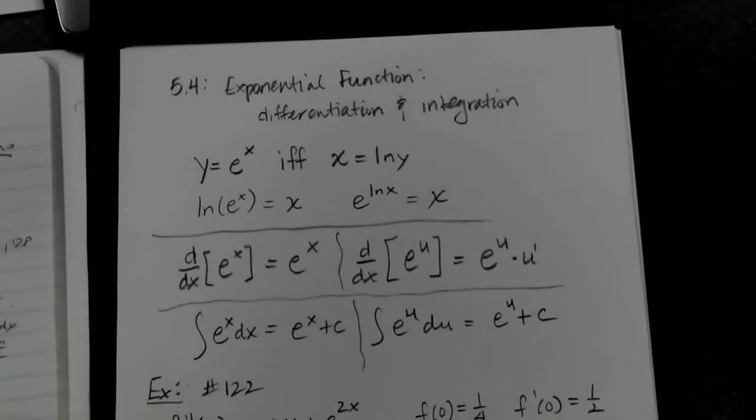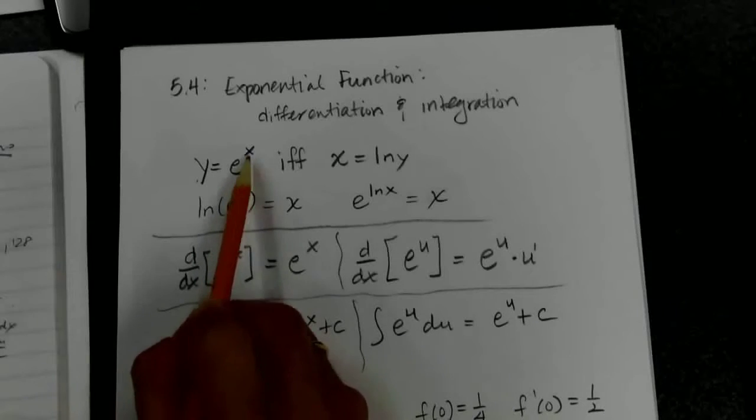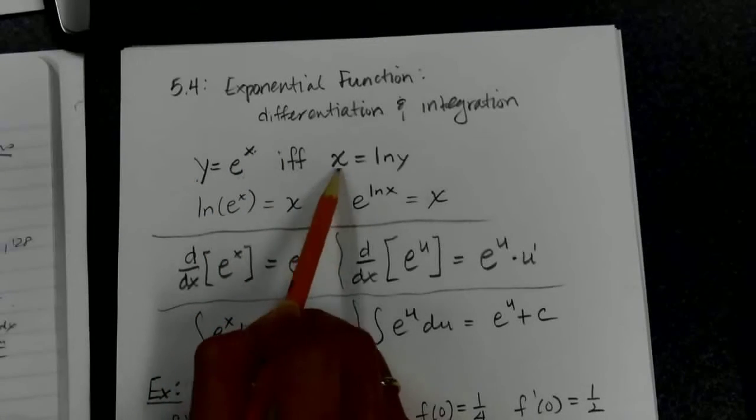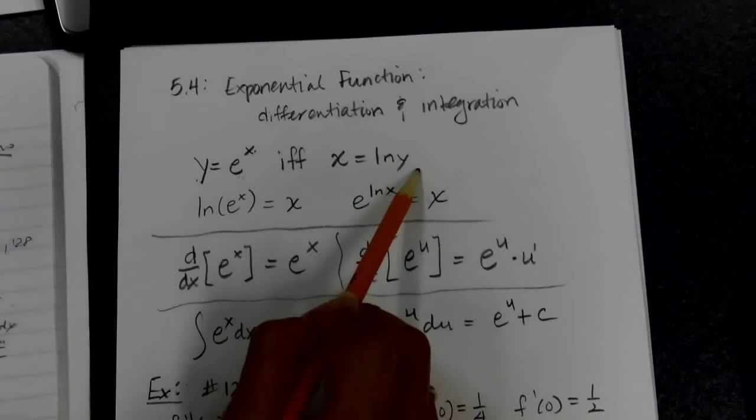In section 5.4, which is called the exponential function, we're going to differentiate and integrate a natural exponential function today. And what natural exponential function is y equals e to the x, e being the natural number that occurs with the natural log. So the definition of y equals e to the x is if and only if x is equal to ln of y. So we know the derivative of ln of y, so we're going to use that to find the derivative of e to the x today.